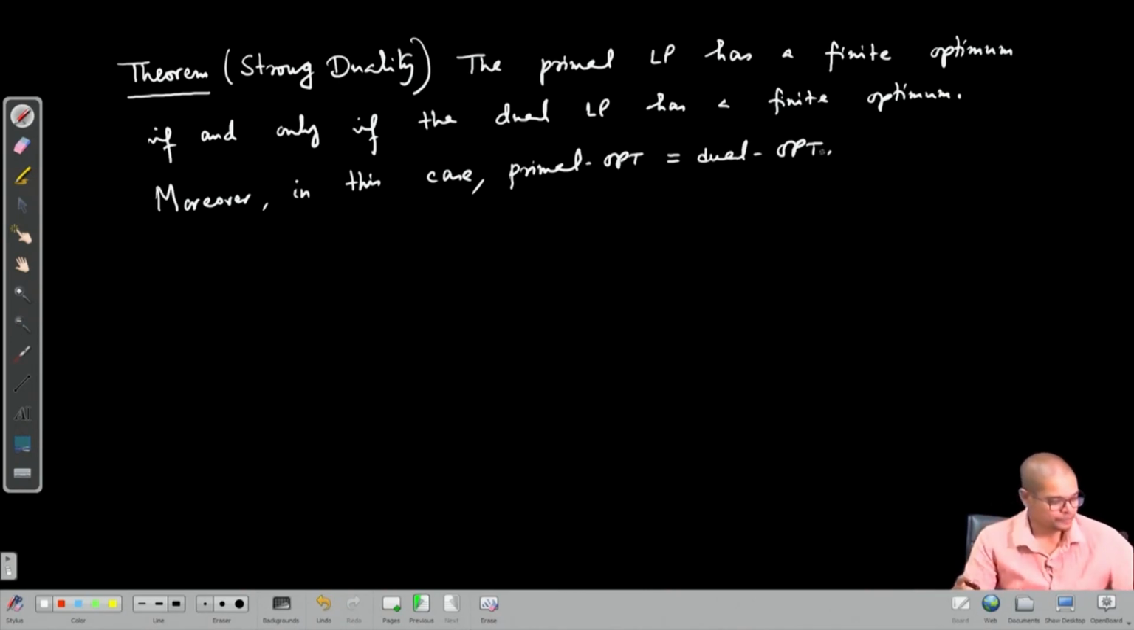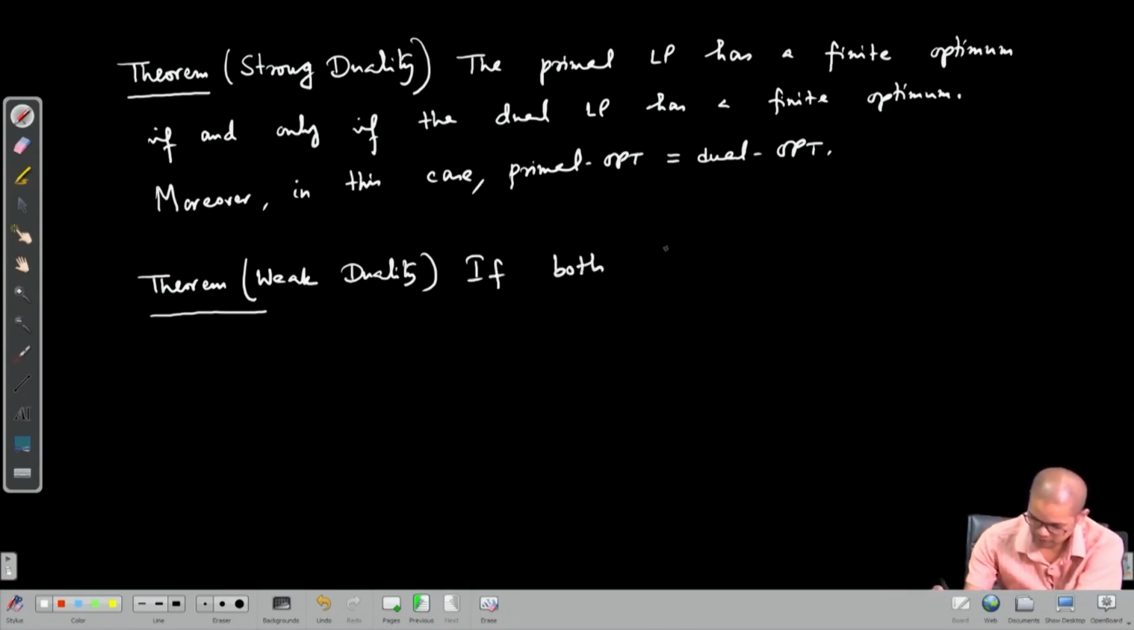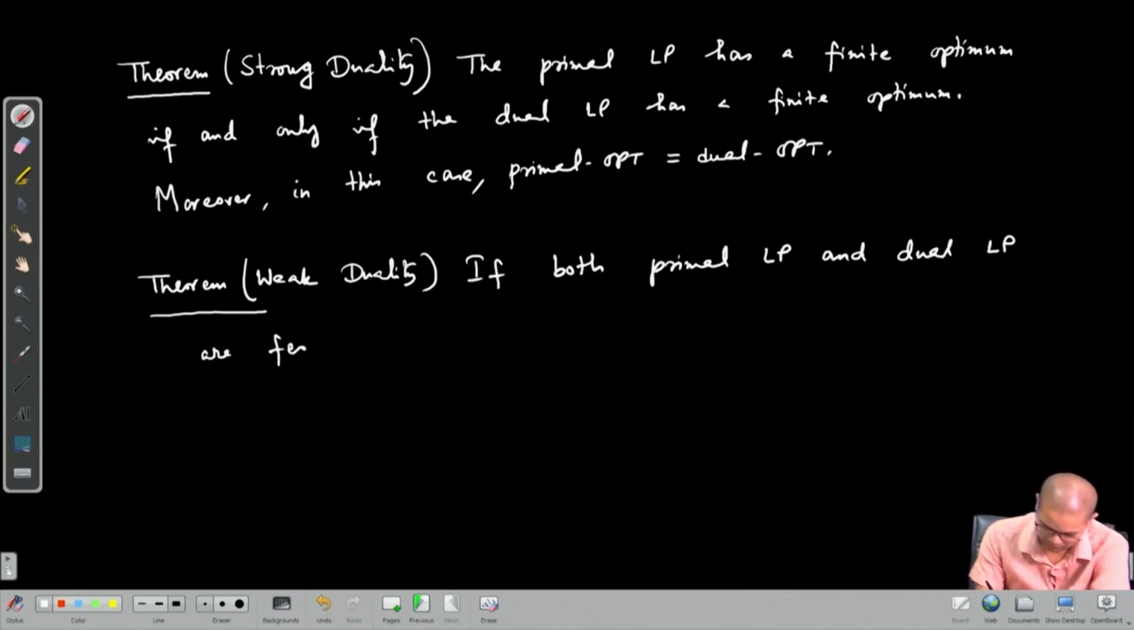So, this is the strong duality theorem, and we also have what is called the weak duality theorem, which simply follows from the construction of the dual linear program. Weak duality: if both primal LP and dual LP are feasible, then primal opt is greater than or equal to dual opt.